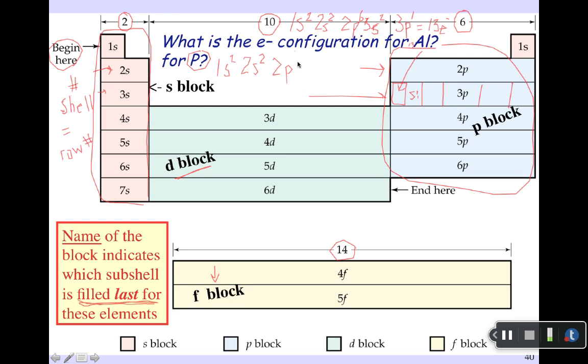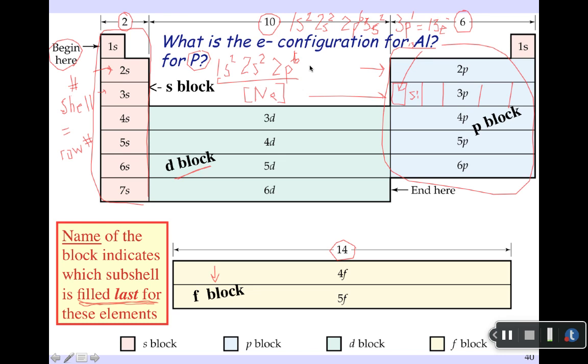2p6 will be the next electrons. If you count up to there, you'll see that would be 10 electrons. That right there is equivalent to the electrons for the noble gas neon, which we'll talk about more later.